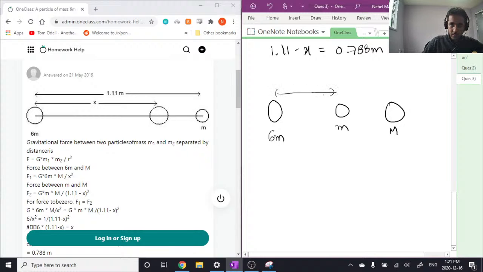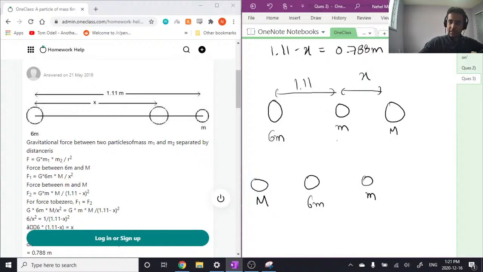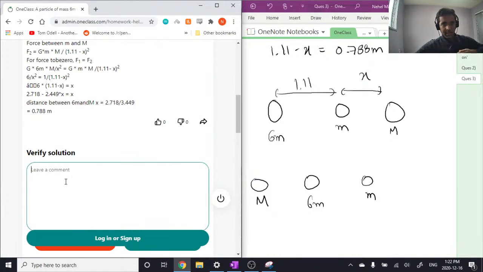So this would be 1.11, and then this would be x, and our formula would still be the same. Again, if we do another case where instead of it being on the right side, we put it over here, capital M, this would again change the quadratic equation, but the final answer would be the same. We would get x to be a value which is negative, so it pushes it closer to the negative m or the smaller mass, and that would help us get the final answer. So this answer is correct in this case.